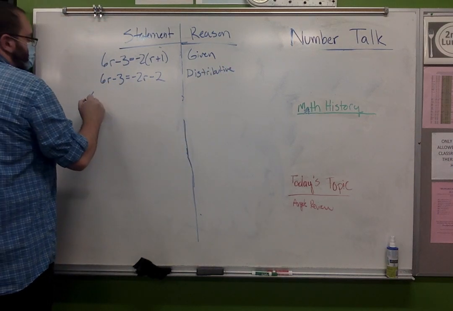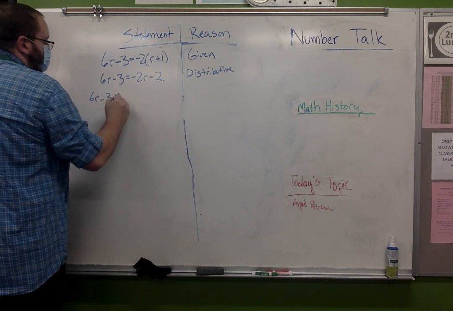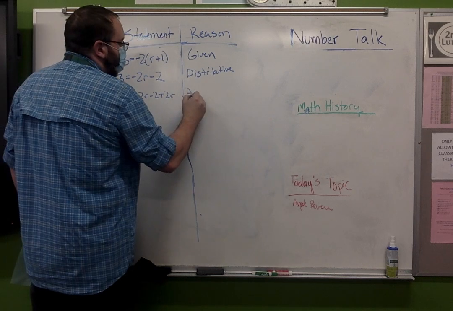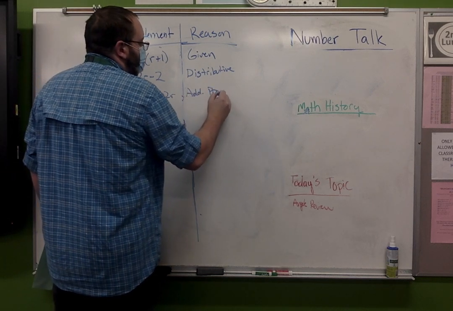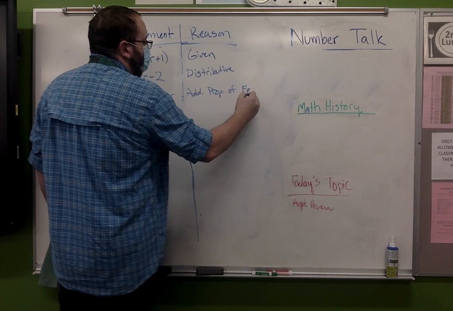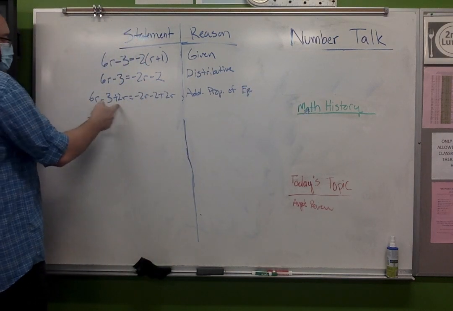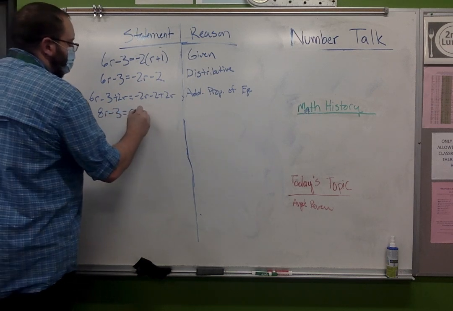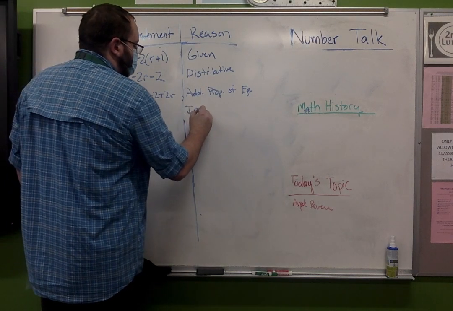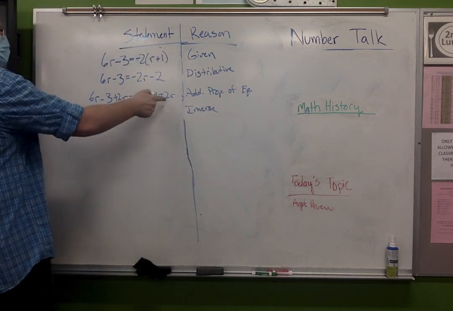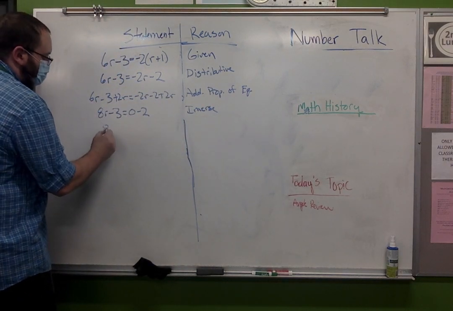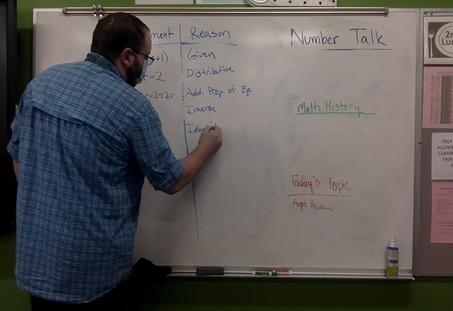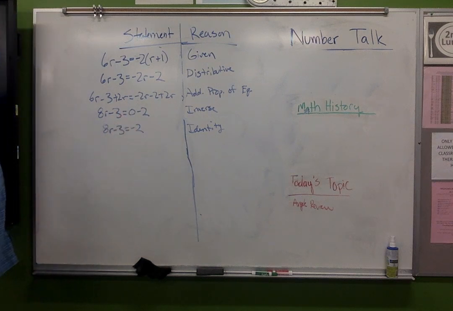I'm going to add 2r to both sides. So 6r minus 3 plus 2r equals negative 2r minus 2 plus 2r. That's the addition property of equality. 6r plus 2r is 8r minus 3 equals 0 minus 2. That's inverse, because negative 2r plus 2r is 0. 8r minus 3 equals negative 2. That's identity, because 0 minus 2 is still negative 2.